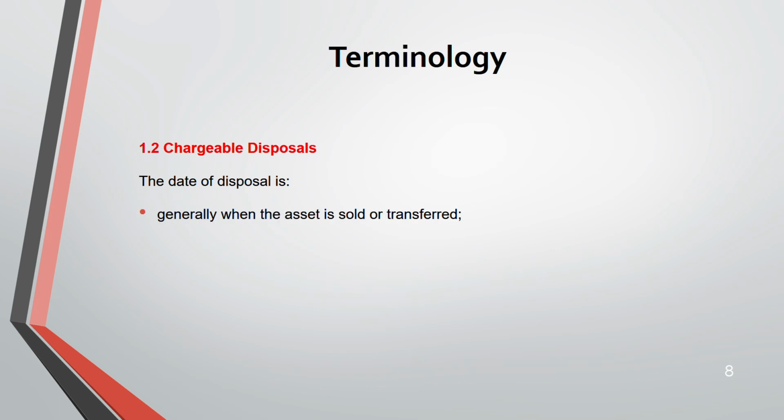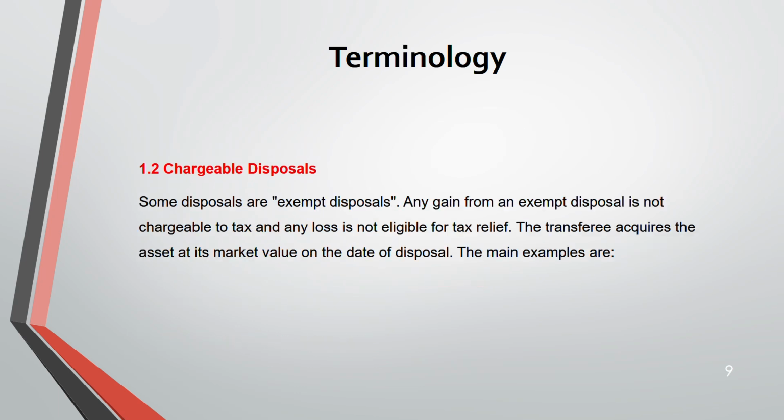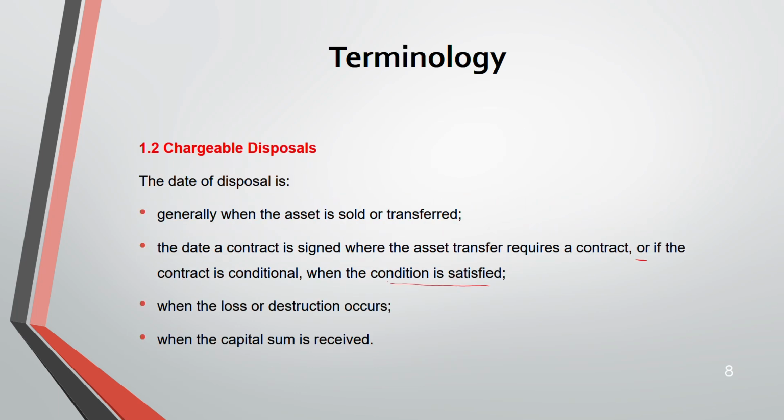Generally, when the asset is sold or transferred, or it could be the date the contract is signed, where the asset transfer requires a contract. That means to transfer an asset, a contract is required. So we'll see the date the contract is signed, or if there is any condition attached to the contract, then when the condition is satisfied, that is the date of the disposal. So you have to look for all this. When the loss or the destruction occurs, when the capital sum is received. So that would be your date of disposal.